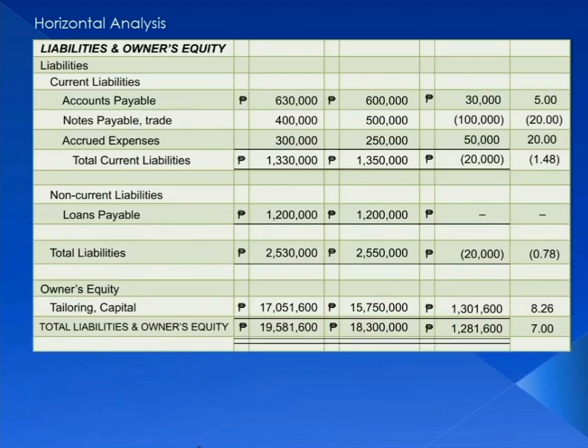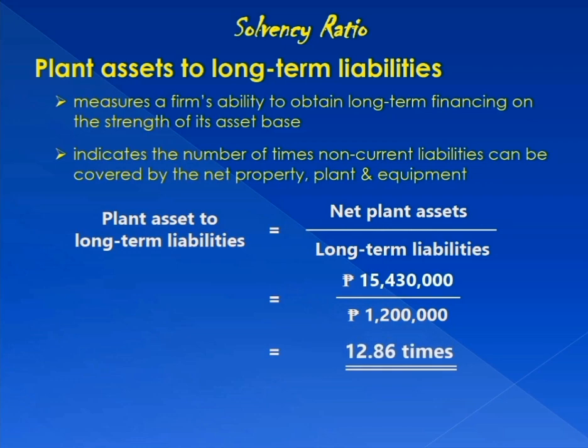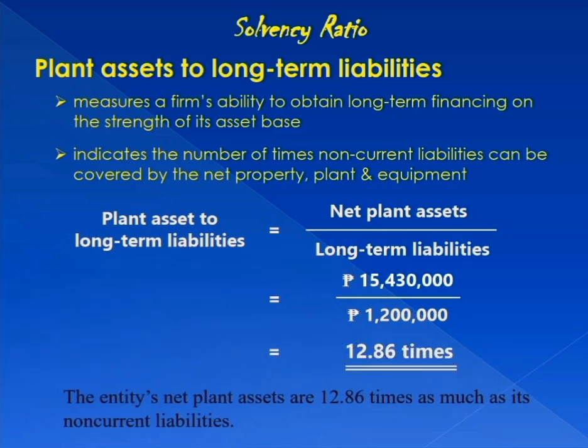How about the company's total non-current liabilities? 1,200,000. Its plant assets to long-term liabilities, therefore, is 12.86 times, which is a good enough ratio. Just like other ratios, however, to be more meaningful, this ratio must be compared with that of previous periods and other entities.